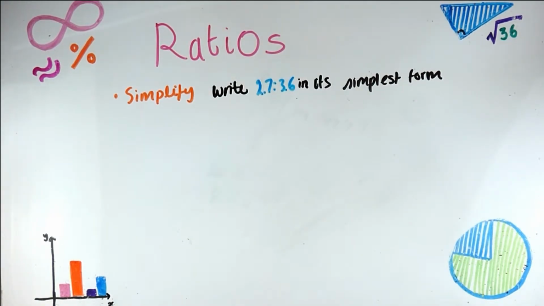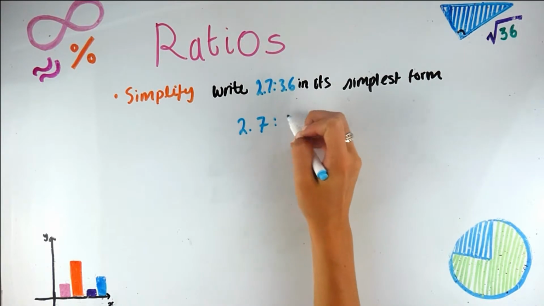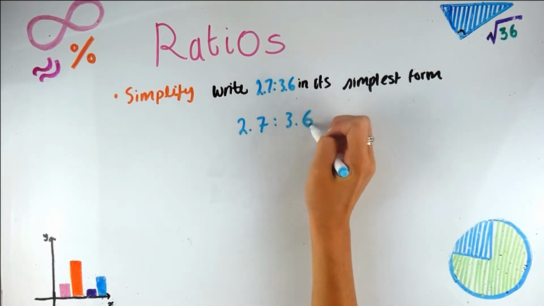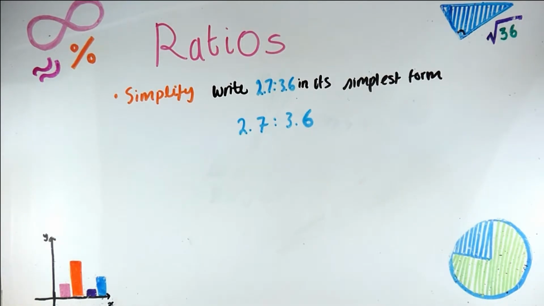Okay, so this one's a little bit different. Write 2.7 to 3.6 in its simplest form. Now we're looking at a ratio that has a decimal point in, and that's just kind of harder to work with. So again, you want to find a number that goes into both, but I don't really like working in decimals. I don't know if you really do, but it's quite difficult. So what I'm going to do is times both sides by 10 first to make them sort of normal whole numbers, and then do what we're used to.